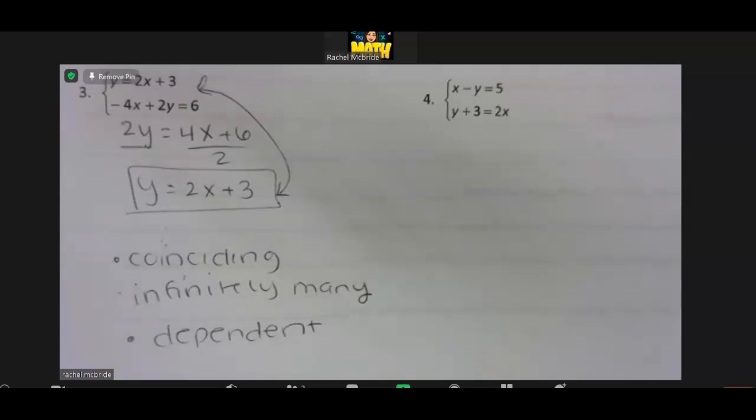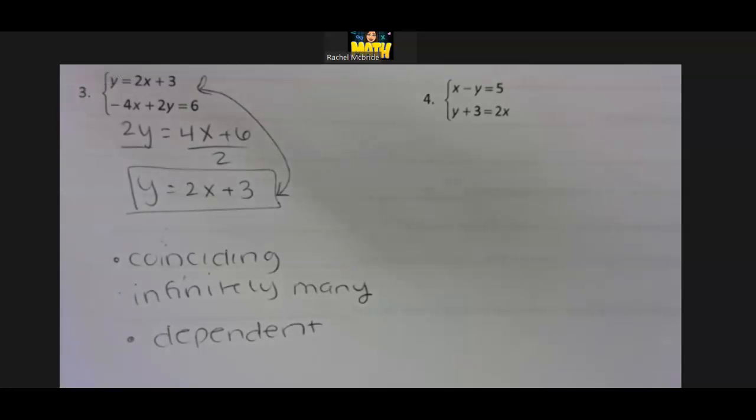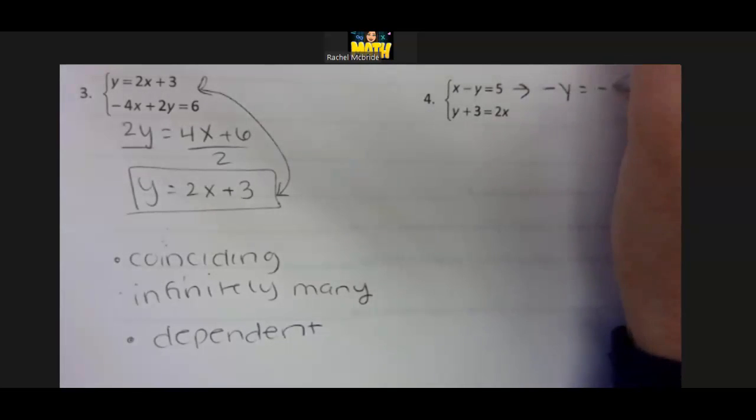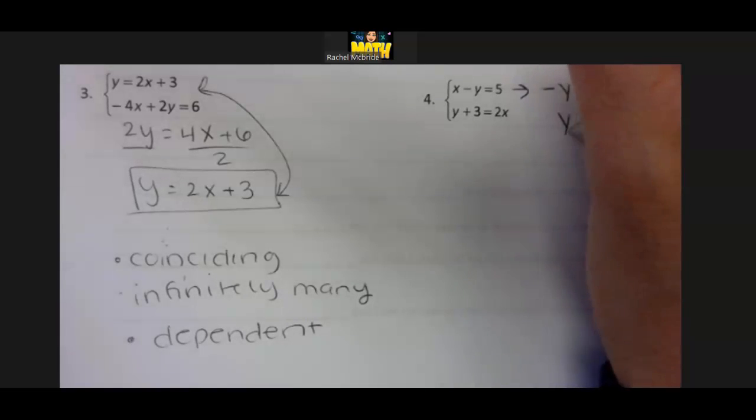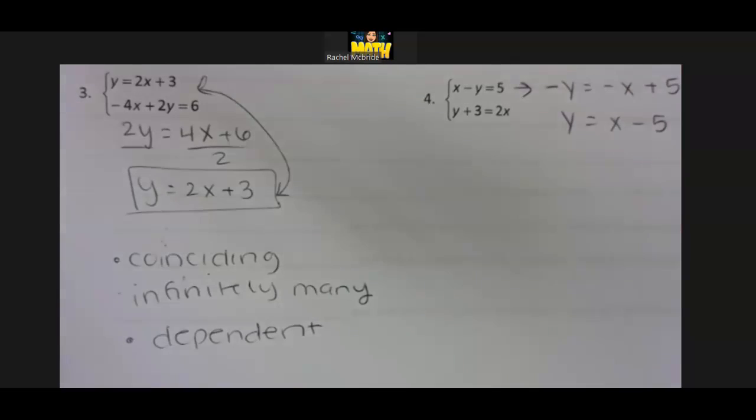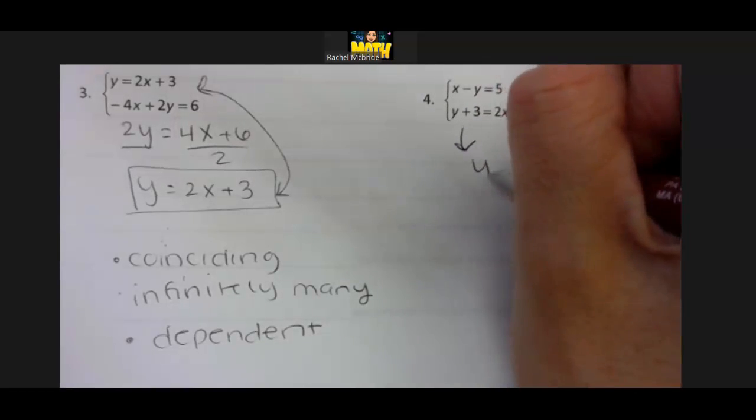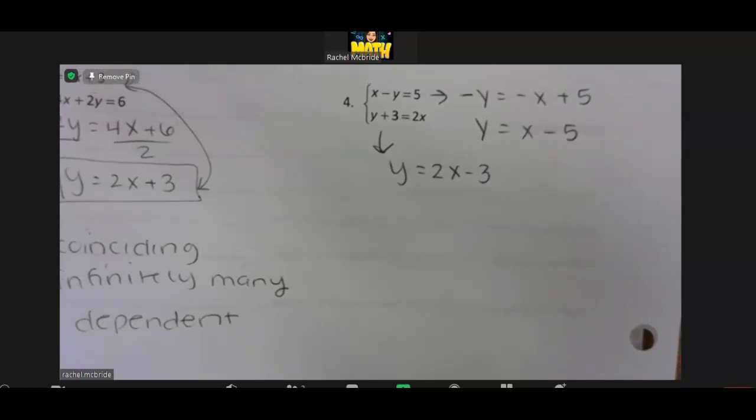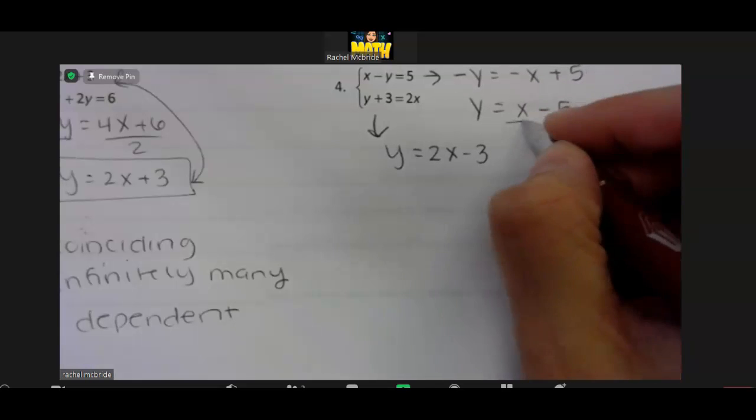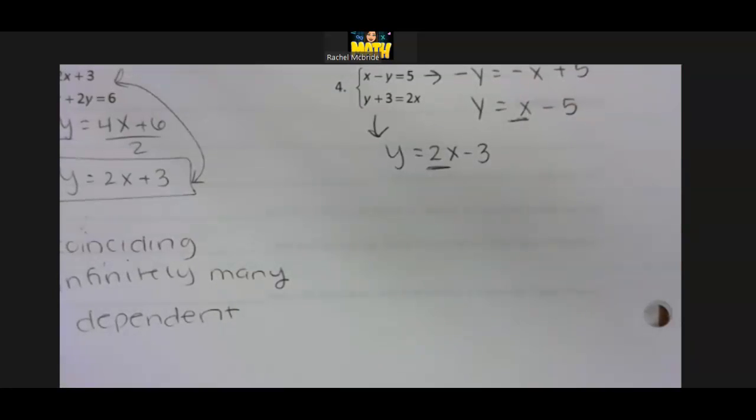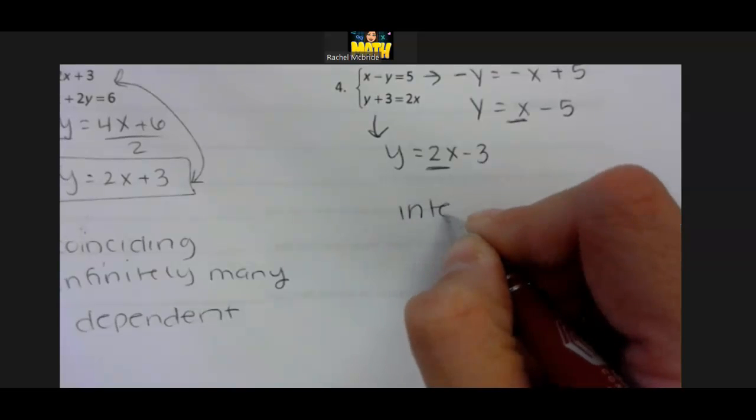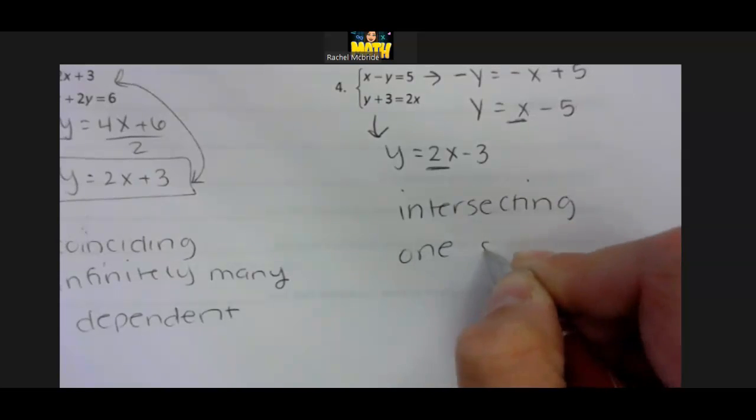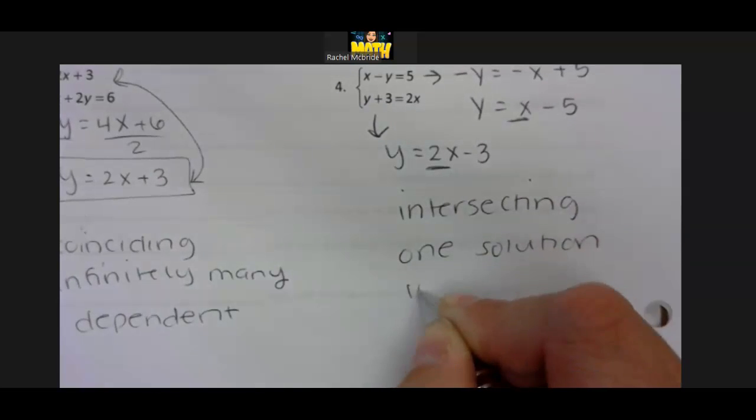And then in example 4, we're just going to solve for y once again. So you have negative y equals negative x plus 5, or y equals x minus 5. And here you get y equals 2x minus 3. So once again, we see that we have 2 lines. The slopes in this case are different, so therefore they are intersecting, one solution, and independent.